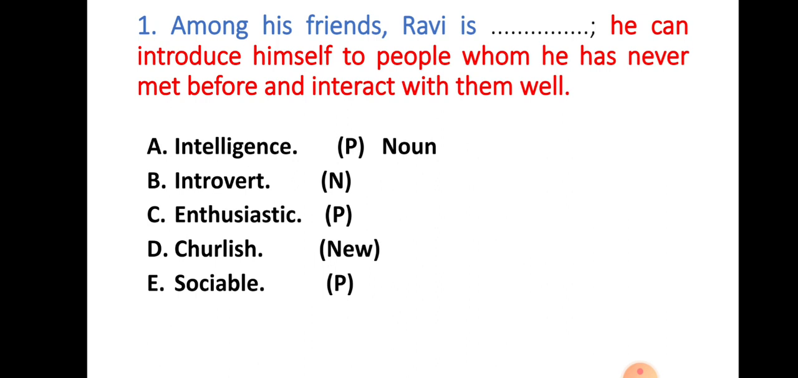Next, enthusiastic. Yes, enthusiasm is positive. It's an adjective also, so it could be our answer. Let's see. And the next one is churlish. Churlish may be a new word, you might not have heard this before. So let's keep it aside. I don't know whether it is positive or negative because I don't know the meaning. Next one is sociable. Sociable is positive, because sociable means interactive.